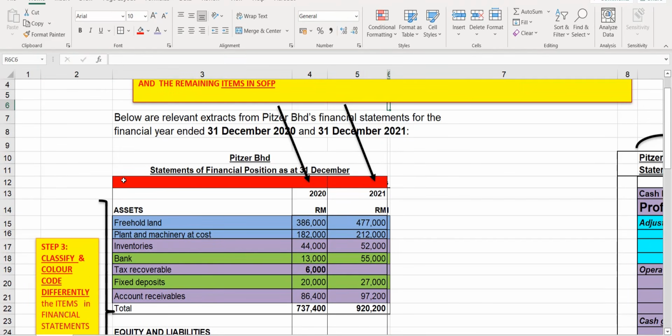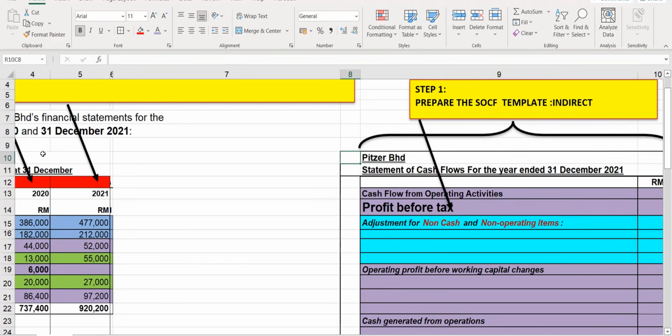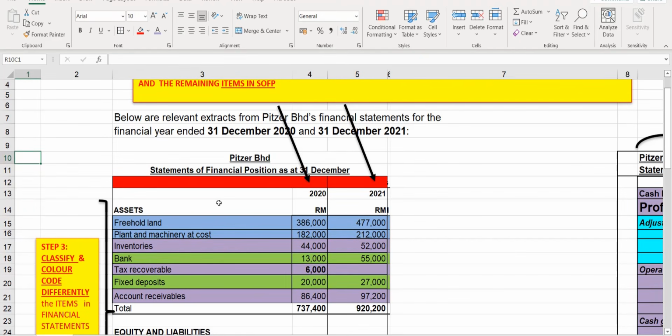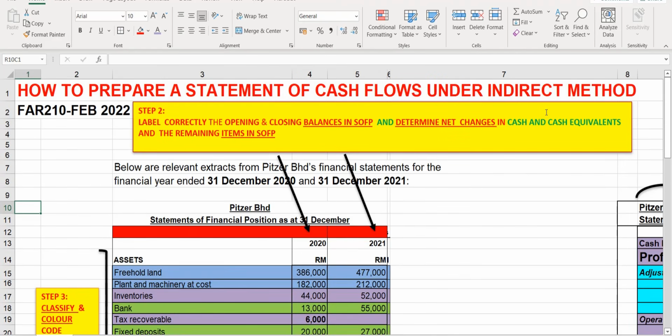So this is the question I've picked up for you, from February 2022. You have the relevant extract from the financial statement of Pitzer for the financial year ended 31st of December 2020 and 31st of December 2021. And this is the statement of financial position given. As I have mentioned earlier, this is going to be prepared using the indirect method. So using the indirect method, the statement of cash flow will be prepared starting with the profit before tax or any loss that you may have in your company.